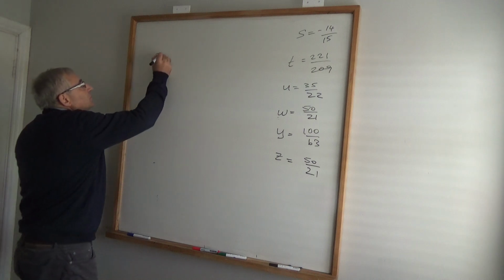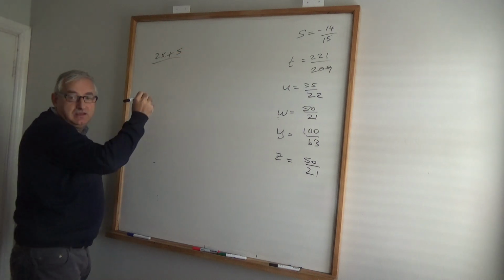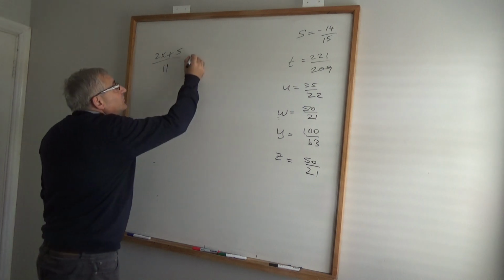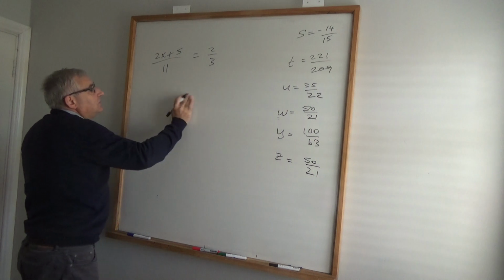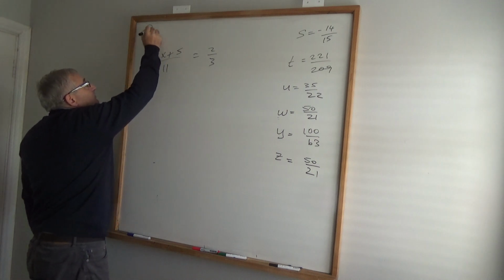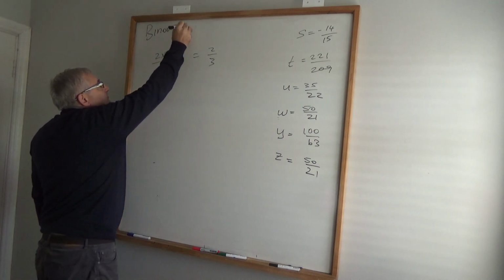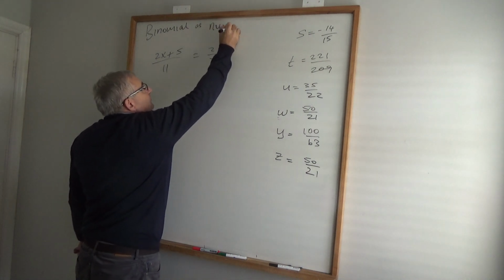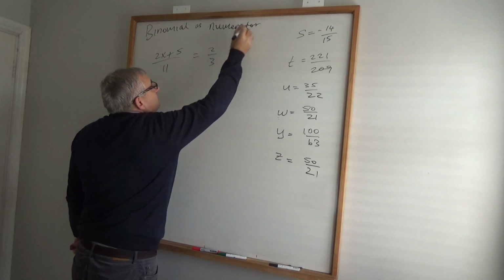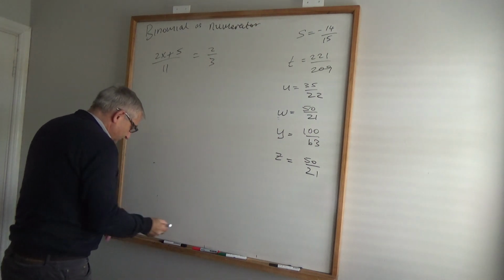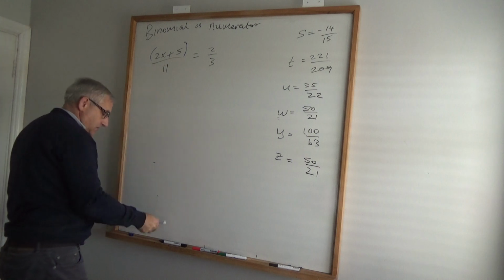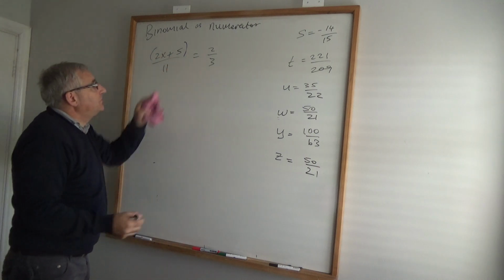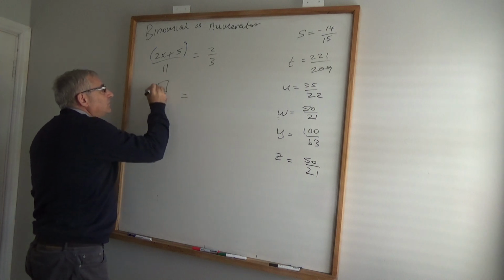I'll just explain how the first one is done again. The example: (2x + 5)/11 = 2/3. So now we recognize this binomial as being a numerator, and what you want to do with that is put it in a bracket, and then treat it early on. What's beautiful about all of these is basically their proportions.